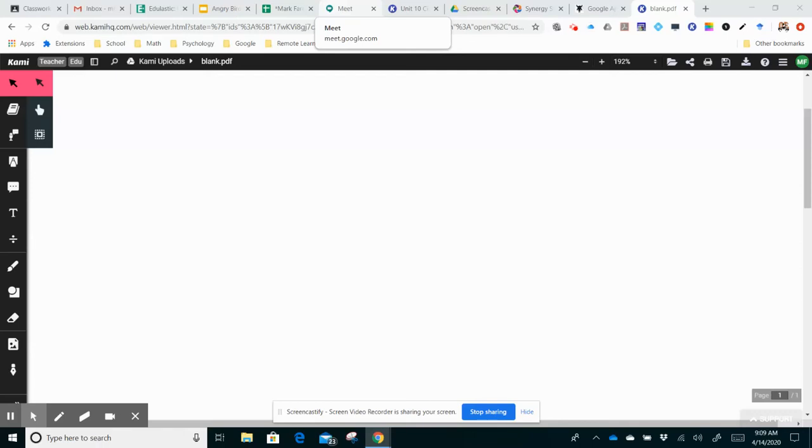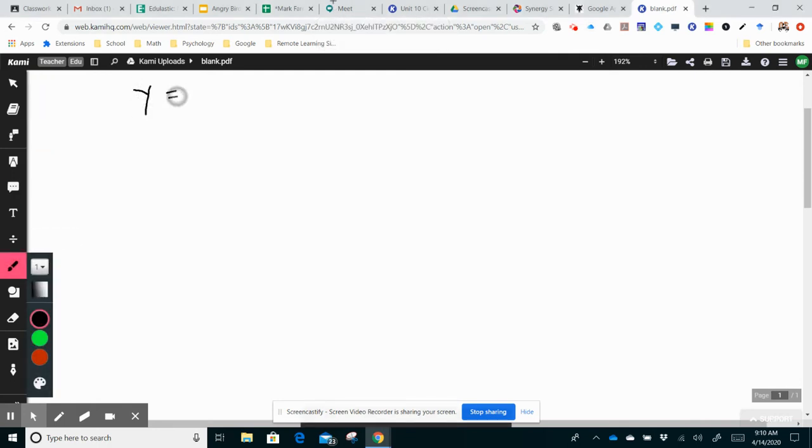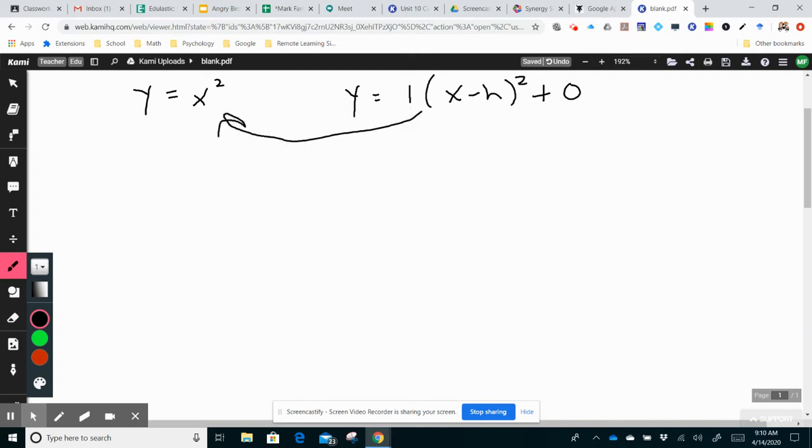I'll upload another video just to clarify some things that we might have questions on. So just to review, remember that we have a parent graph, which is y equals x squared. If we write this in vertex form, we would say y equals 1 times x minus h squared plus 0. So if we solve this, we end up getting that.